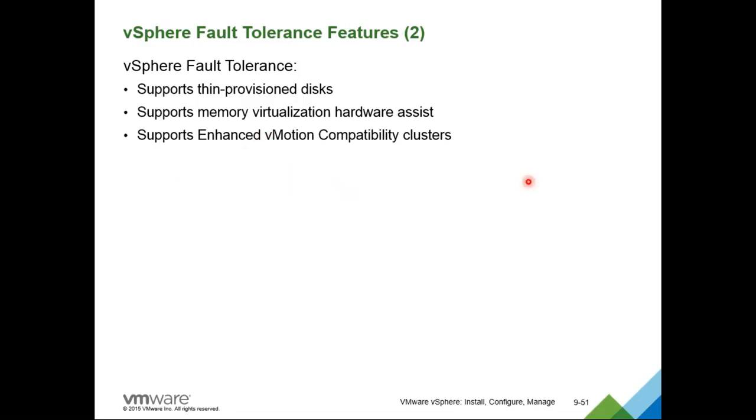And wherever enhanced vMotion compatibility ESXi clusters are there in your environment, those EVC enabled clusters also, you are able to enable fault tolerance. But you will see performance issues if you use enhanced vMotion compatibility clusters in your environment when you enable the fault tolerance feature. Okay, so any doubts?